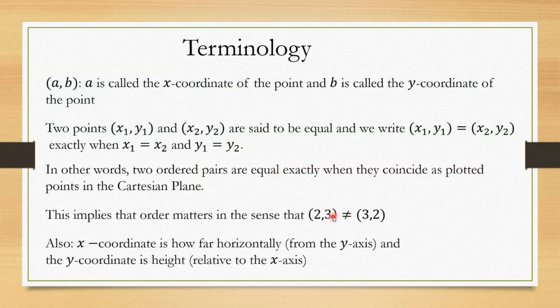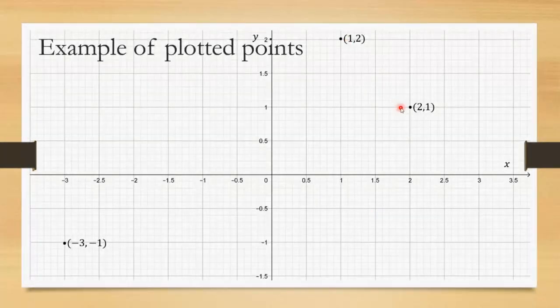Also, the order does matter here, okay? Order does matter. 2, 3 is not the same as 3, 2, for instance. You can see the x-coordinates are not the same. Same thing with 1, 2 and 2, 1. How do we know they're not the same point? Well, because they don't overlap each other. They're not on top of each other, and we can see their x-coordinates are not equal and their y-coordinates are not equal. They don't coincide.